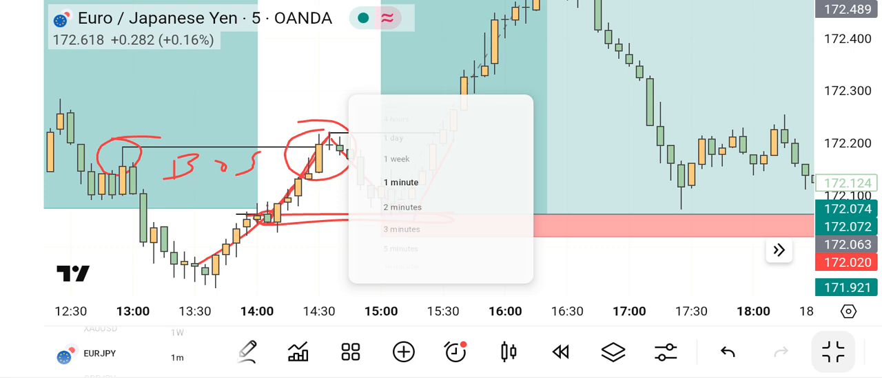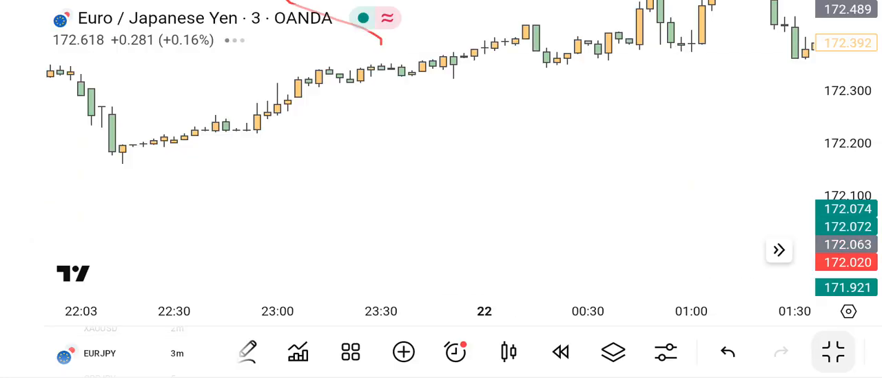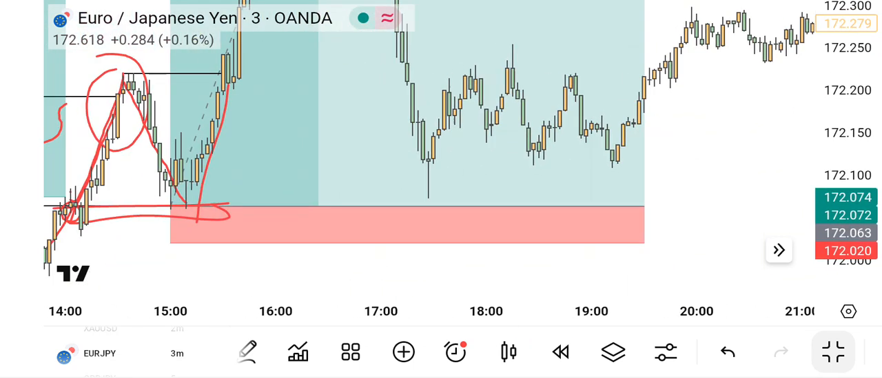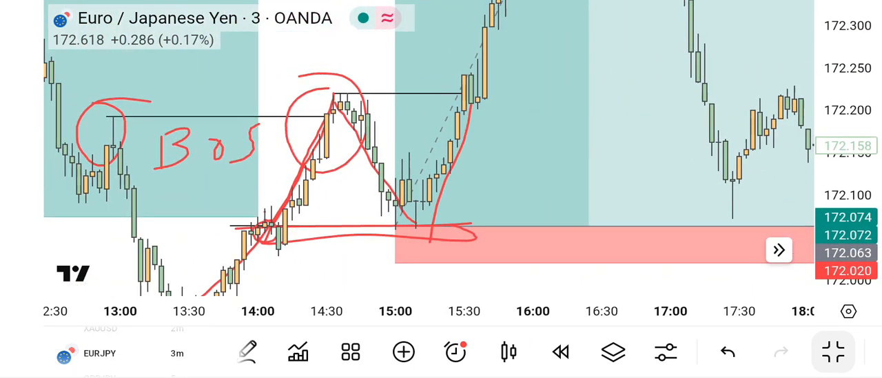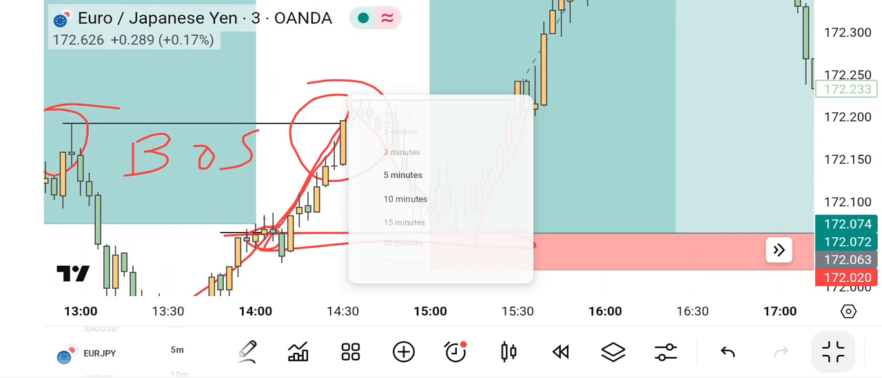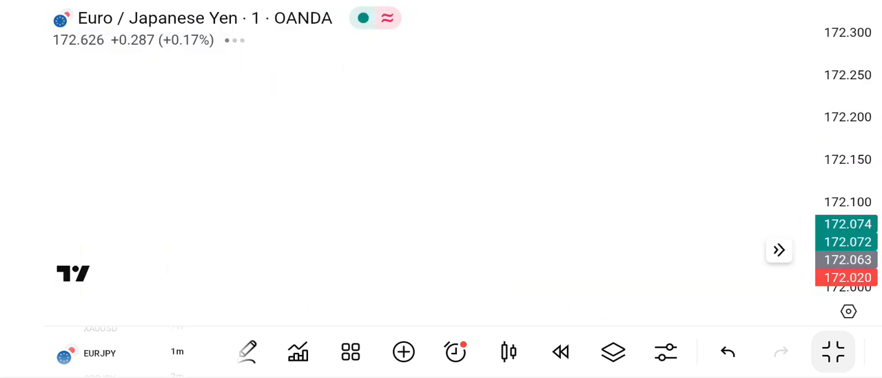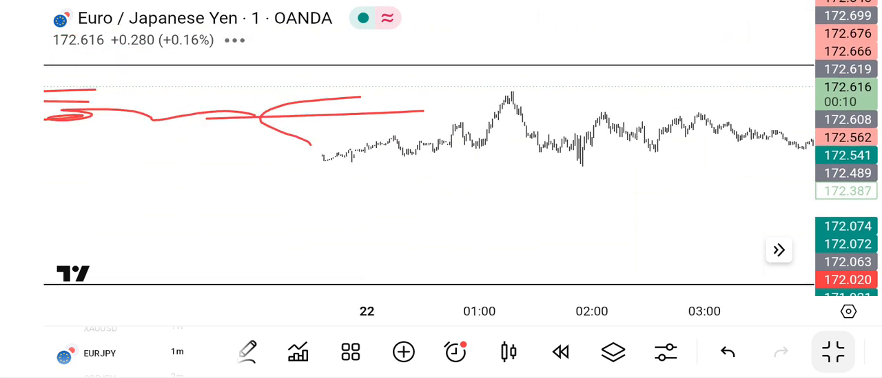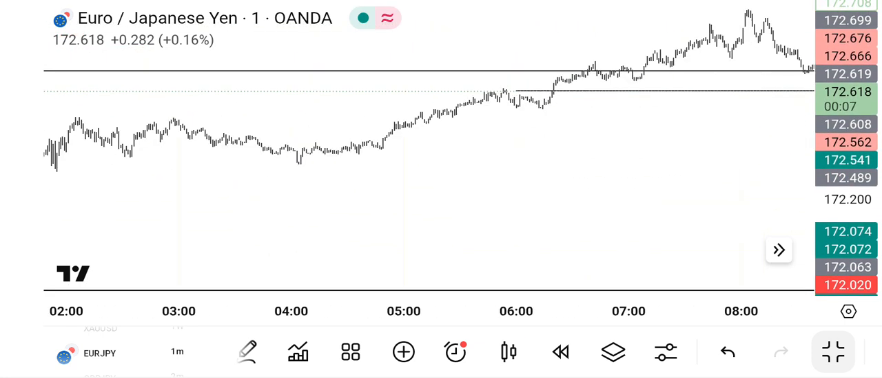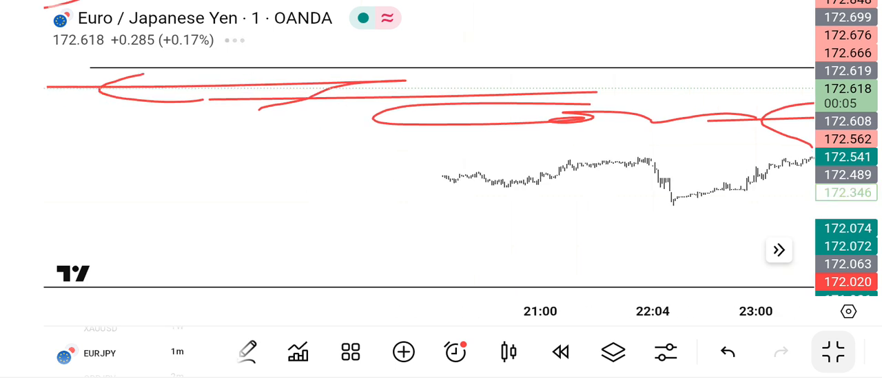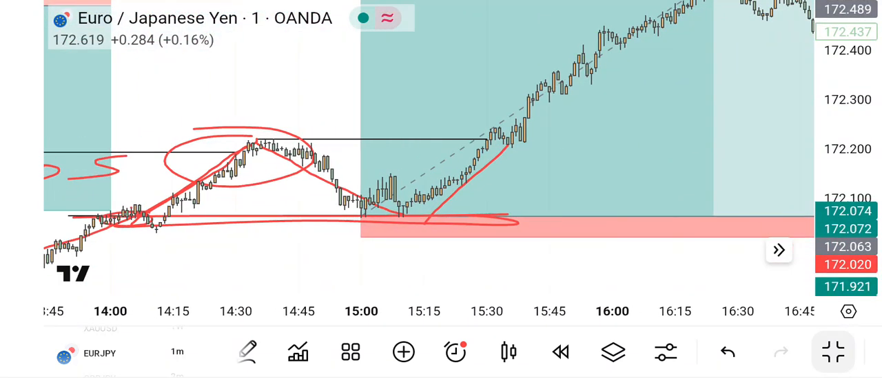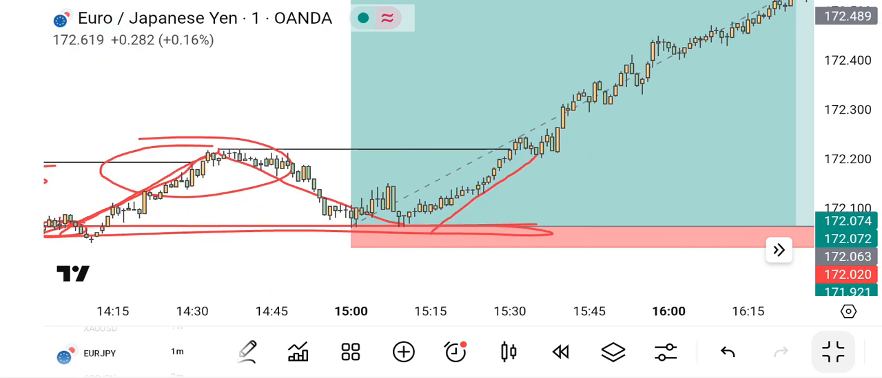So that's how I got the entry for the sell, and I went to, I think, the 1 minute time frame for the confirmation, or the 3 minute time frame. Yeah, I think I went down to the 1 minute time frame for my confirmation.